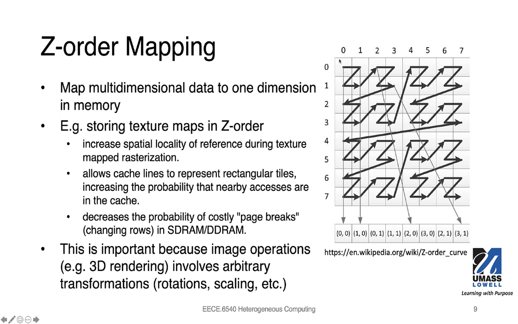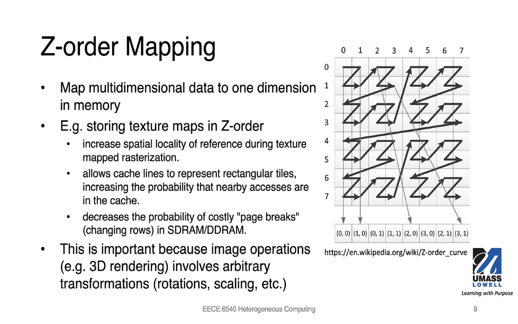We have the original image with rows and columns, but instead of storing these rows of values in sequence, we go through a Z type of pattern. So we store this pixel and then this pixel, and then go to the next row, store this one, then back to the first row, to this one, and then this one, and so on. Then we jump from the second row to the third row to store this pixel and then this pixel, and so on. By doing this, we can increase the spatial locality of reference during texture mapped rasterization.